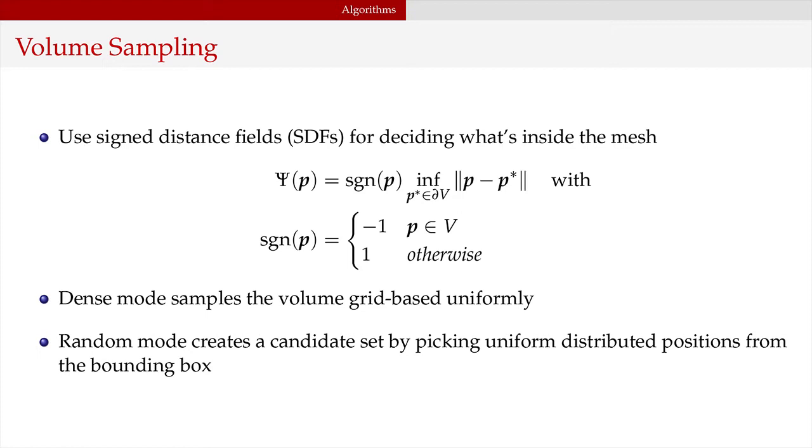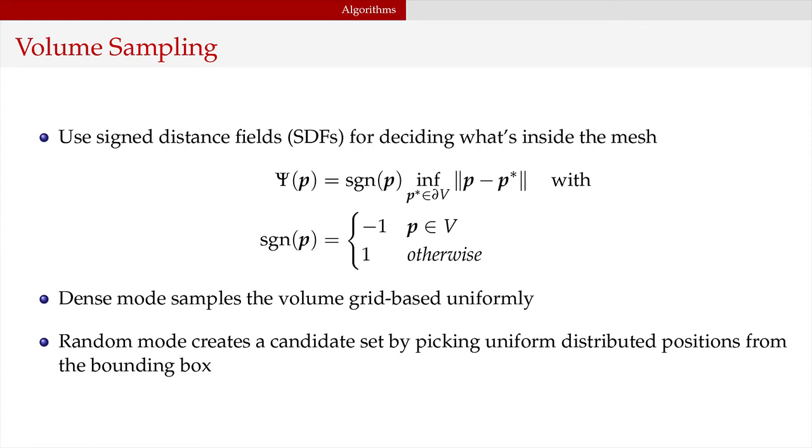And let's talk about the two methods. The first method is dense mode. This sampling is used for rigid bodies with equidistant positions. Here we divide the bounding box of the mesh into grid cells with a cell size equal to the diameter of the particles. For each grid cell, we check if the cell is inside or outside the volume. For cells that are inside the volume, we add a sample at the middle of the cell to the sampling set.